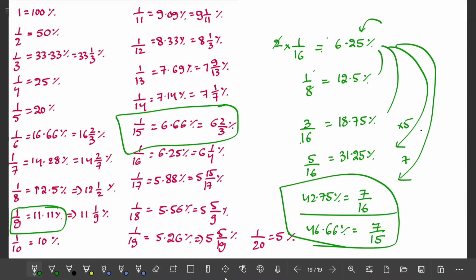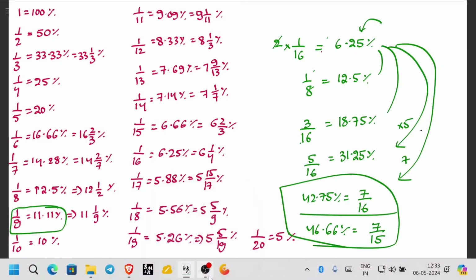So try solving some more on your own and get excellence in this topic. If you have understood how to memorize these values and how to find out fractions for any percent value, then half of your quantitative aptitude syllabus is over. That I am very sure. Okay? Clear. Now I am concluding this session and we shall meet in the next video.